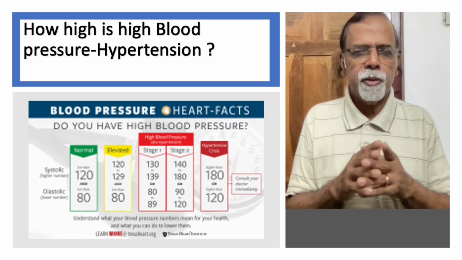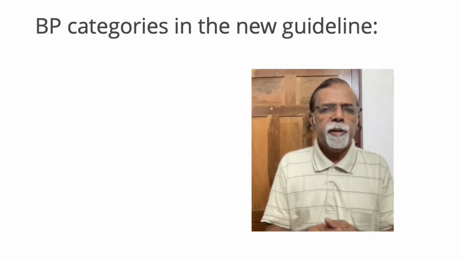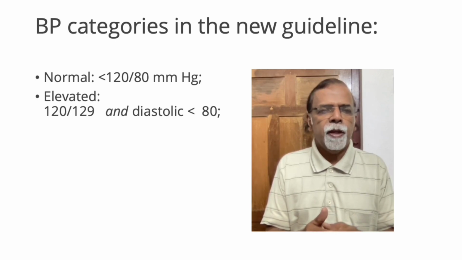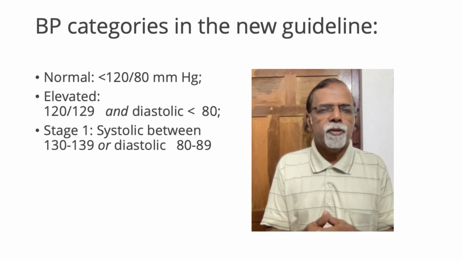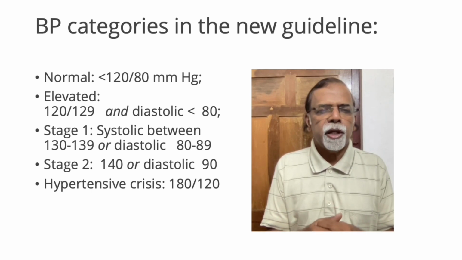This is the result of the 2017 modification of the blood pressure categories. Then BP categories in the new guidelines, as I already mentioned: normal is less than 120 over less than 80. The elevated is 120 to 129 systolic and diastolic less than 80. Stage 1 is 130 to 139 systolic and diastolic 80 to 89. Stage 2 is 140 systolic and diastolic more than 90, but less than 180 systolic and 120 diastolic. Hypertensive crisis is systolic more than 180 and diastolic more than 120.